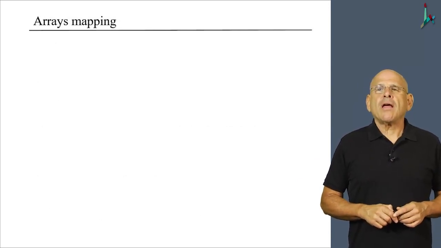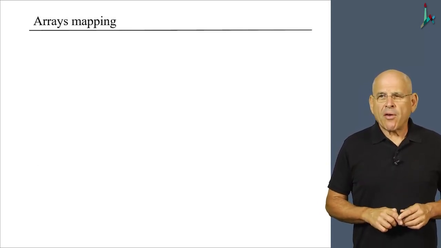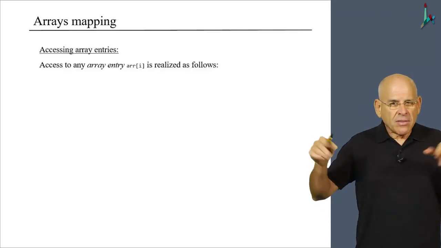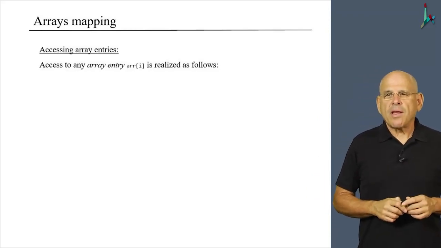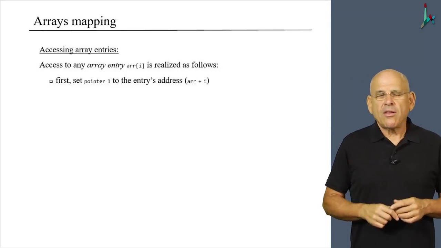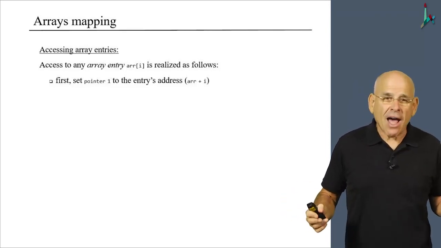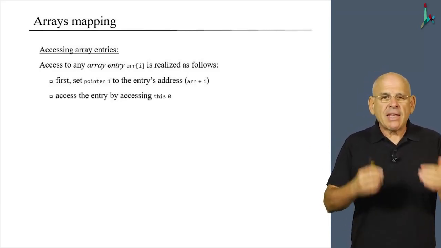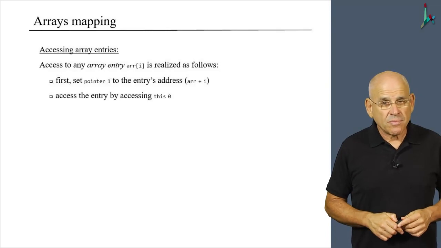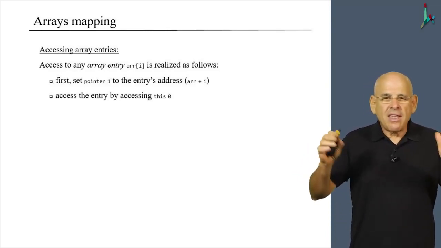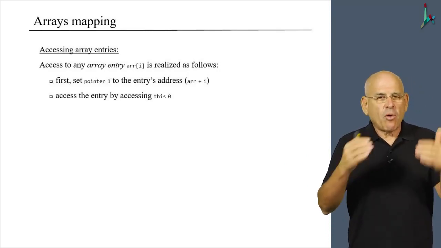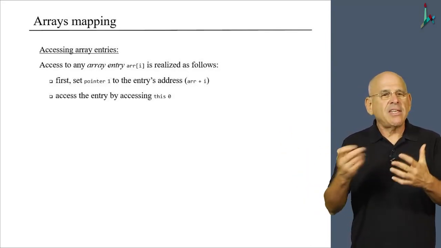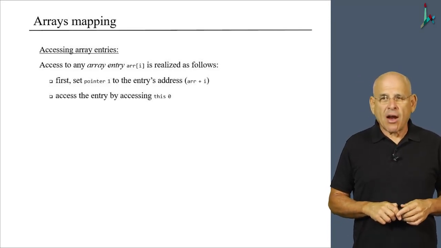What about arrays? Well, with arrays, we propose the following convention. If you try to access any array entry, arr sub i, then here's what you should do. First, you should set pointer 1 to the entry's address, which happens to be arr plus i. And then, once you did this initial anchoring, so to speak, then you simply access the entry by accessing that 0. So it doesn't matter what i is, whether it's 18 or 312, you always set pointer 1 to it, and then you access that 0. We found out that that's the easiest way to handle arrays in our compiler.